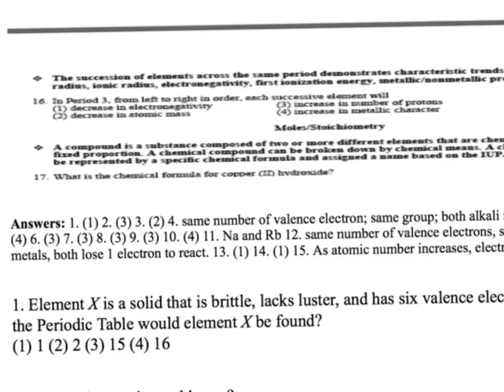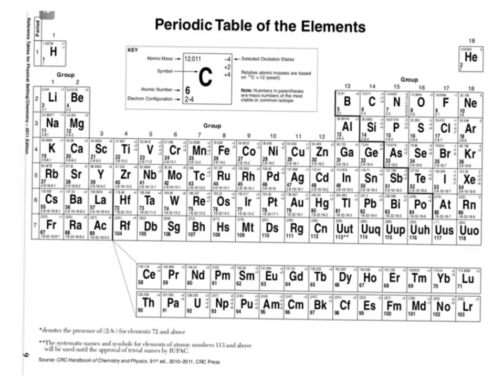Question number 16 asks, in period 3 from left to right, each successive element, and then they ask us about metallic character, number of protons, electronegativity, and atomic mass. Let's pull up the reference table to answer this question. Okay, so here we have the periodic table. Let's pull up the question.